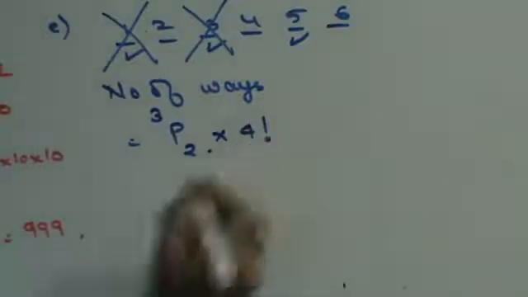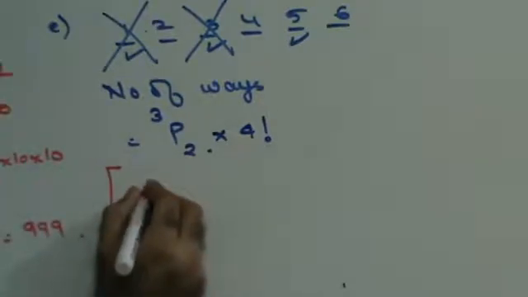Now how many places are remaining? 4. Now there are 4 places remaining, in which how many letters have to be filled? 4. 4 places, 4 letters. The remaining 4 consonants have to be filled in these 4 places. 4 letters, 4 places can be filled in 4 factorial ways.